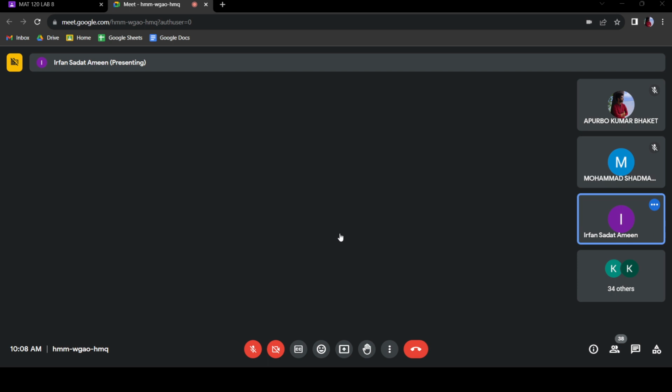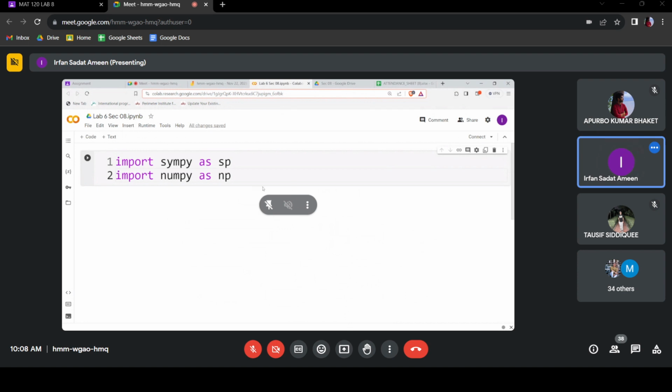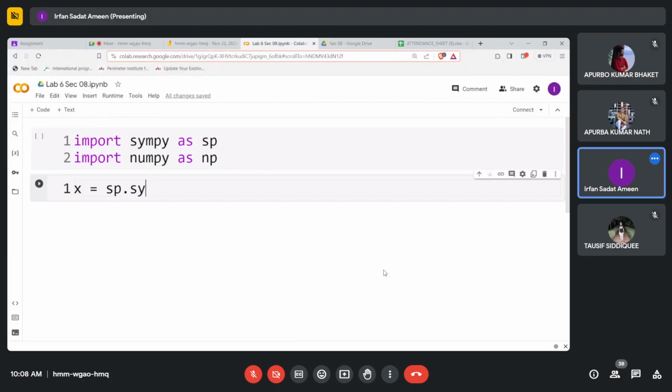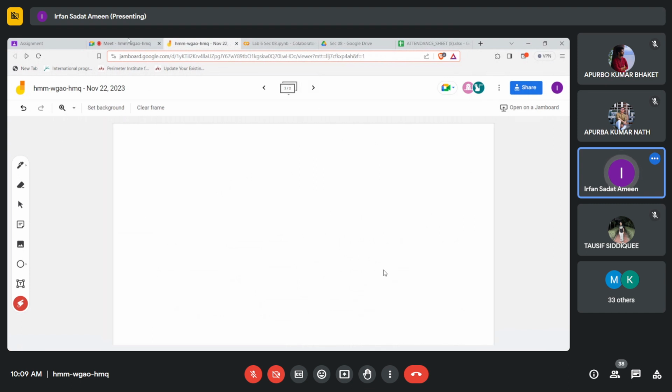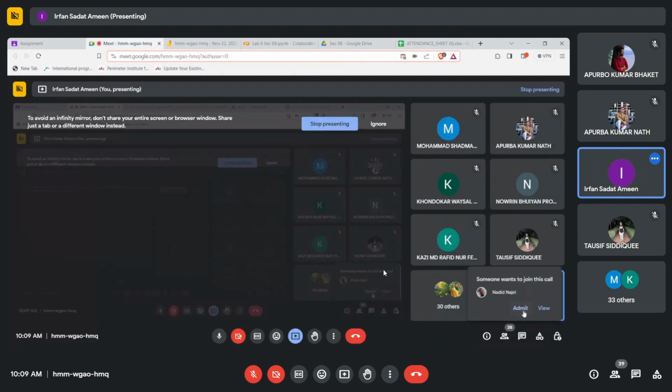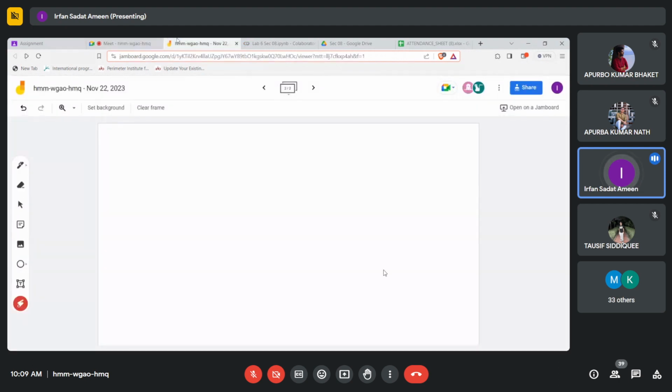Achha. So let me implement this. First আমি আগে প্যাকেজ গুলো দিয়ে নিই। Okay, so first of all, we will be using the same model.